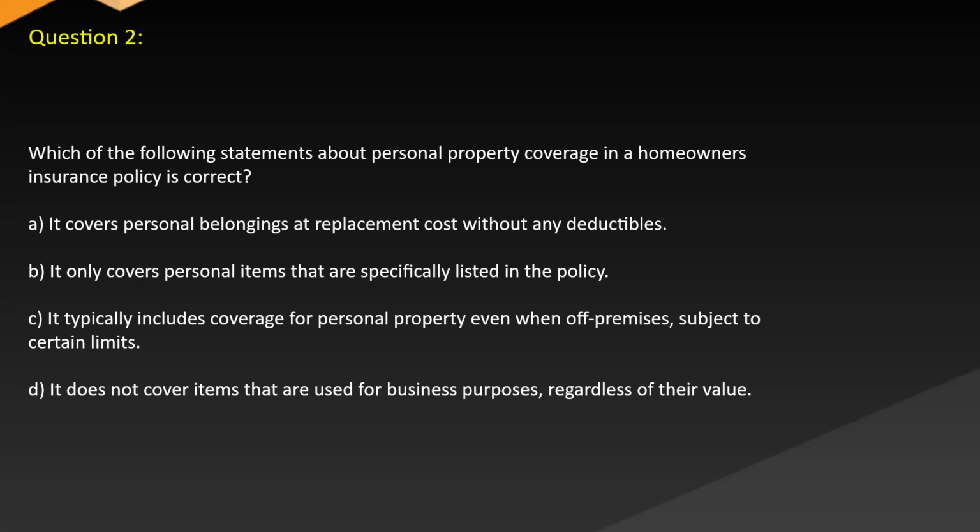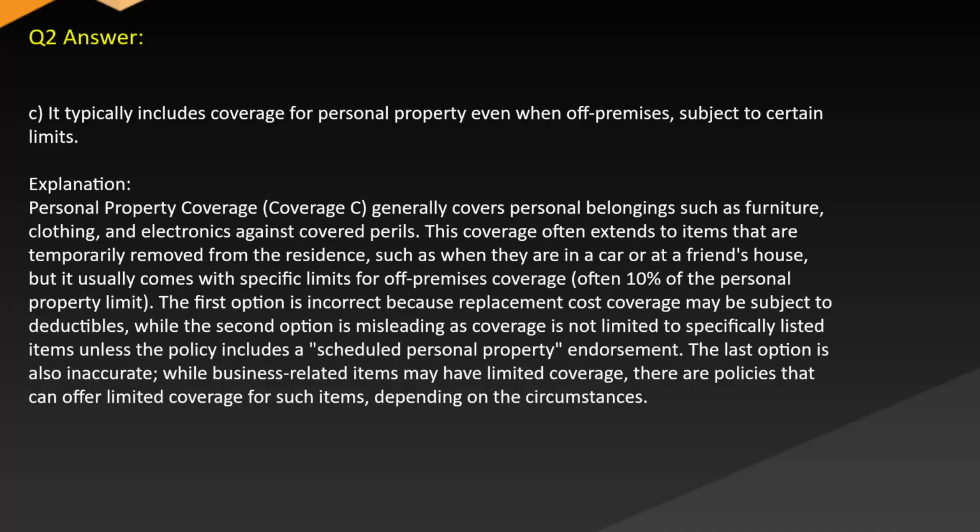D. It does not cover items that are used for business purposes, regardless of their value. Answer: C. It typically includes coverage for personal property even when off premises, subject to certain limits. Explanation: Personal property coverage, Coverage C, generally covers personal belongings such as furniture, clothing, and electronics against covered perils.